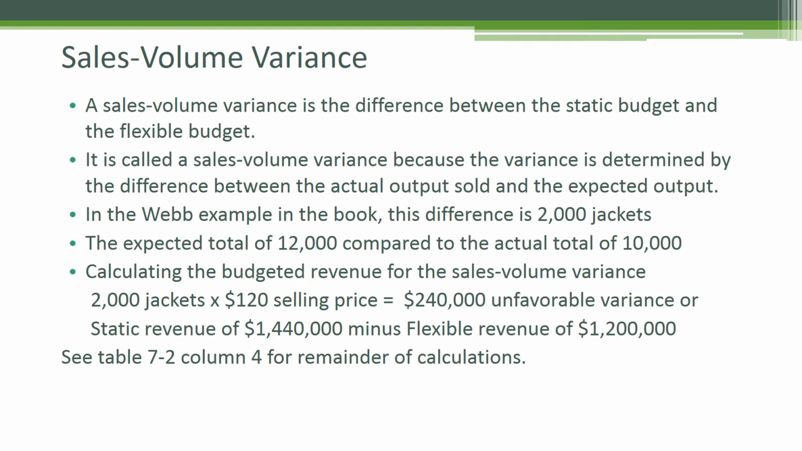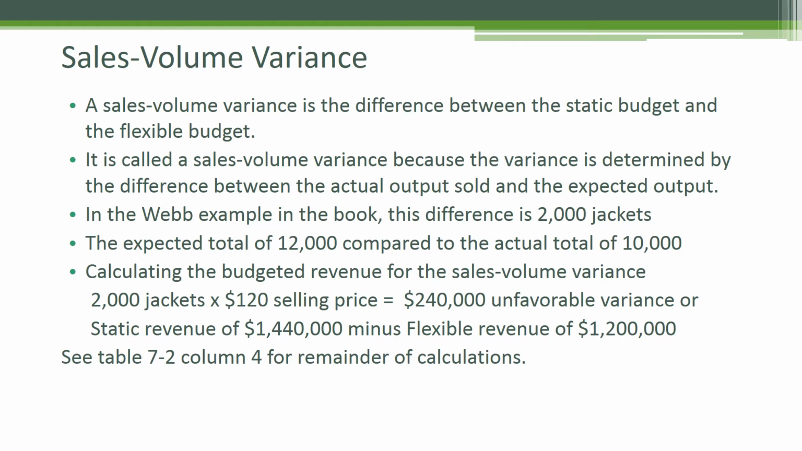The first variance we're going to look at is the sales volume variance. This is the difference between the static budget and the flexible budget that we just finished calculating. It's called a sales volume variance because what we are looking at is the difference between what was actually sold and what we expected to sell. In the case of Webb, what we expected to sell were 12,000 jackets. What we actually sold were 10,000 jackets. The difference is 2,000 jackets.